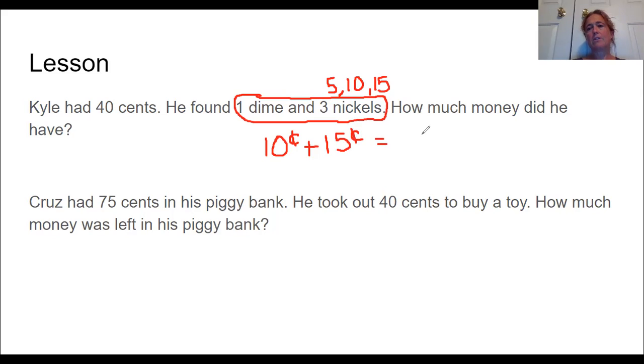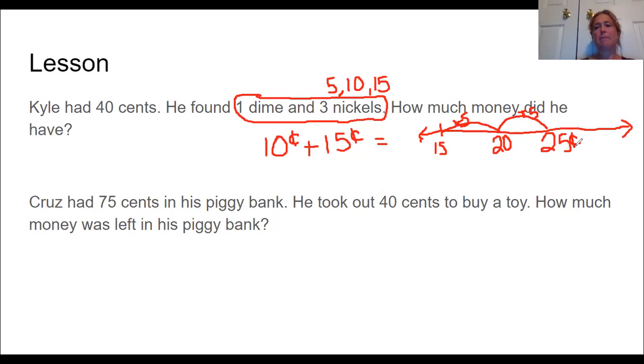Okay, so I'm going to do my number line. I'm going to start with the higher amount, which is 15. Remember, we have to add a total of 10 cents. So I'm going to jump 5, which takes me to 20. And then I'm going to jump another 5, because 5 plus 5 is 10. And that takes me to 25. So he found 25 cents.